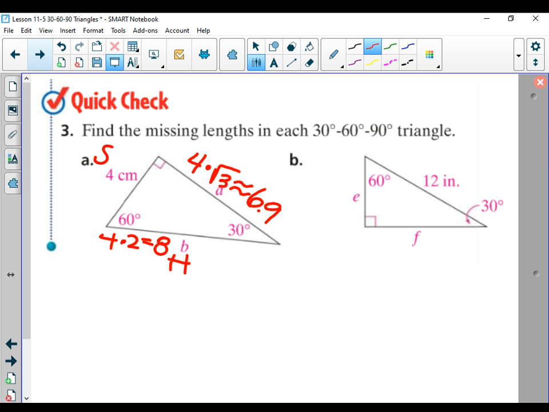Oh boy. Preston, divide the hypotenuse by 2. If we do 2 times the short leg to get the hypotenuse, then let's divide to go backward. So it's 6.